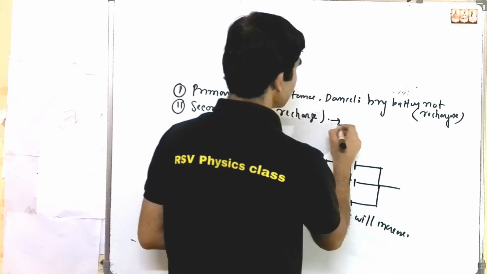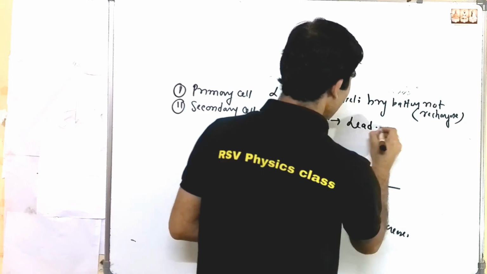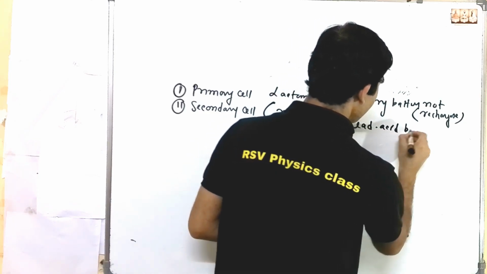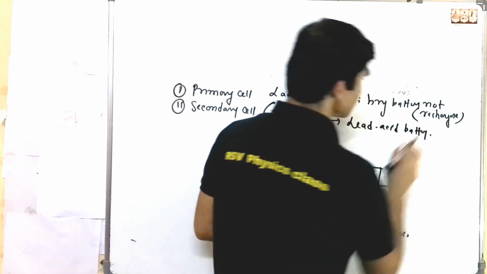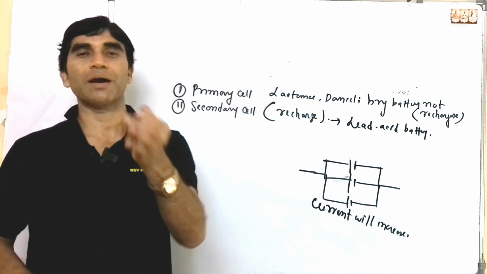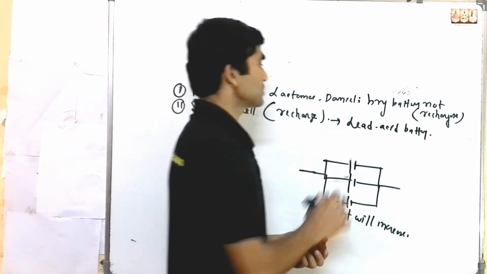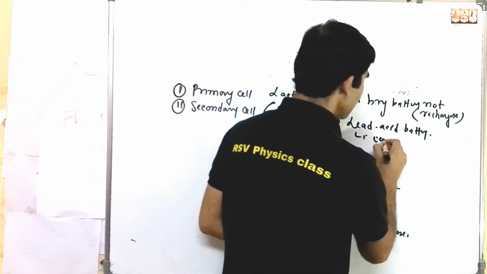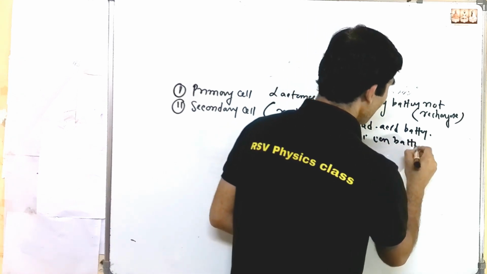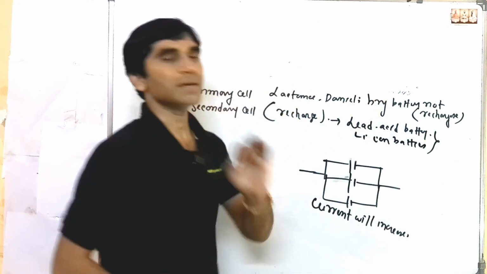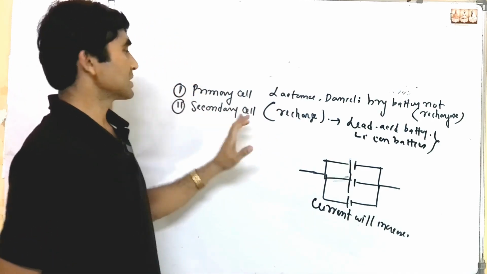So this is the rechargeable lead acid battery. And the rechargeable device batteries are lithium ion batteries. In lithium ion batteries also, these batteries can be recharged. So this is called a secondary cell.